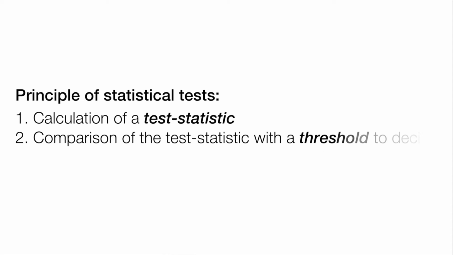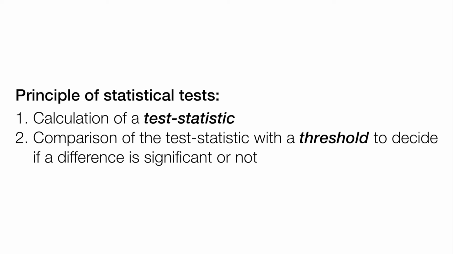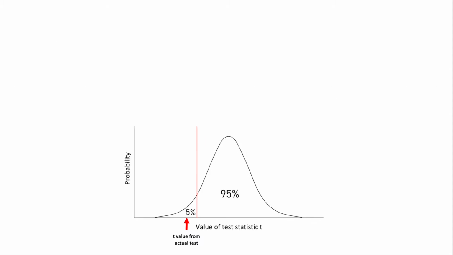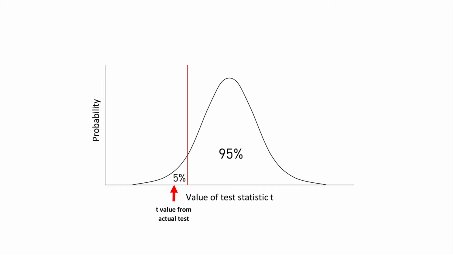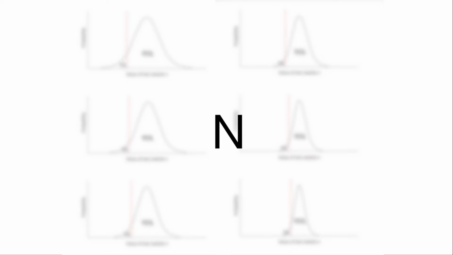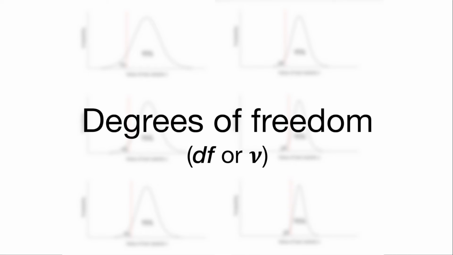So last time we saw that statistical tests are based on two steps: the calculation of a so-called test statistic and the comparison of this test statistic with a threshold. This threshold was obtained from the distribution of the test statistic. Now we will learn some more details. First of all, when we talked about the distribution of the test statistic, this is actually not one distribution, but there are many distributions. Which distribution applies for our data depends on our sample size. In statistical terms, we don't talk about sample size, but about degrees of freedom.